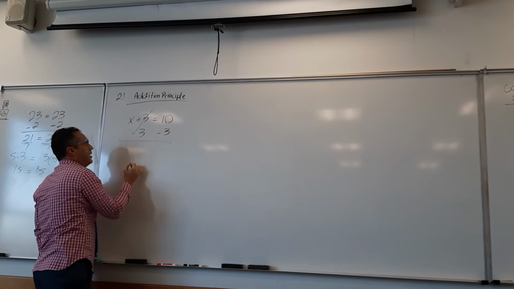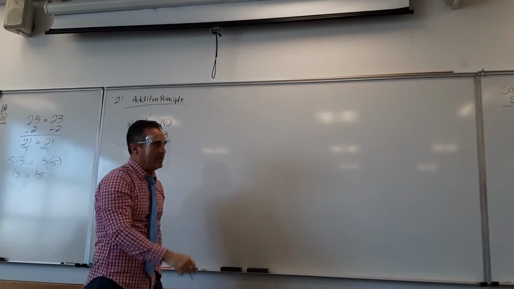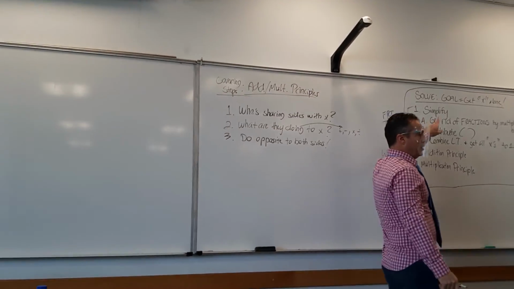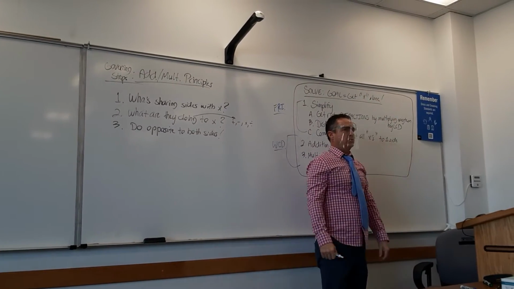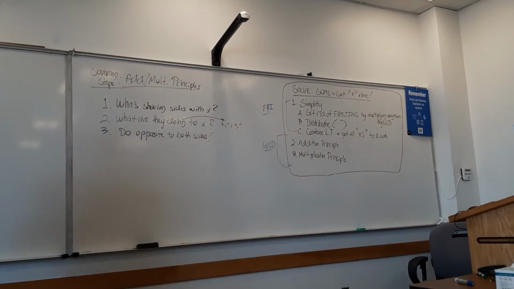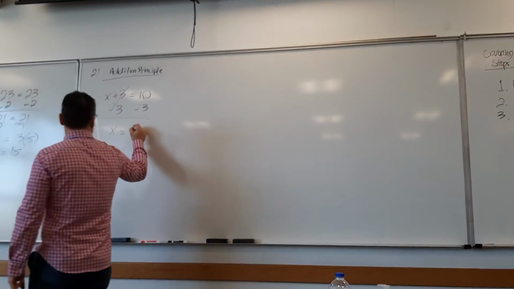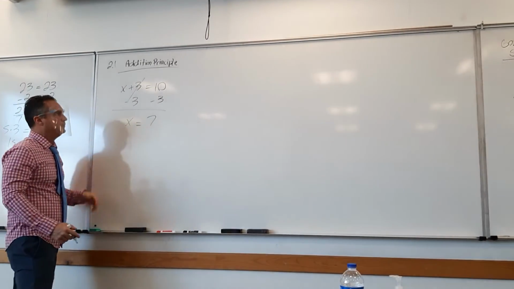Well, these two cancel out. Agreed? Yes. X is now alone. Draw your attention back to the far right board. What was the goal of solving? What's the goal? Get x alone. When it's not alone, it's not solved. When it's alone, you know the answer. 10 minus 3 is 7. What you did in your head, we can do with algebra.